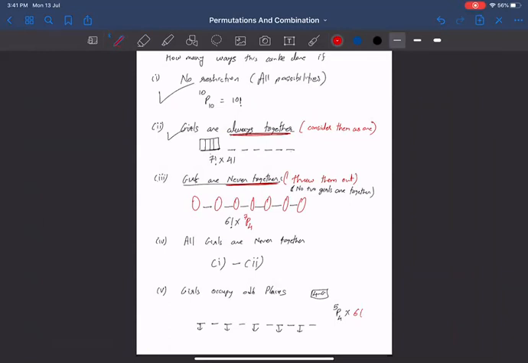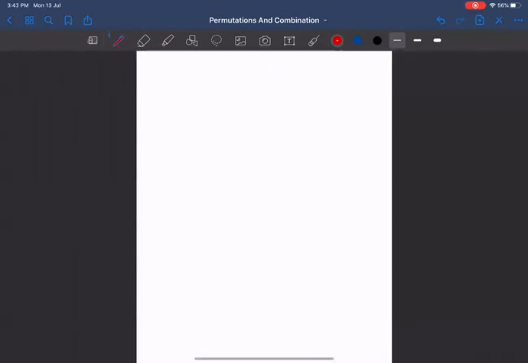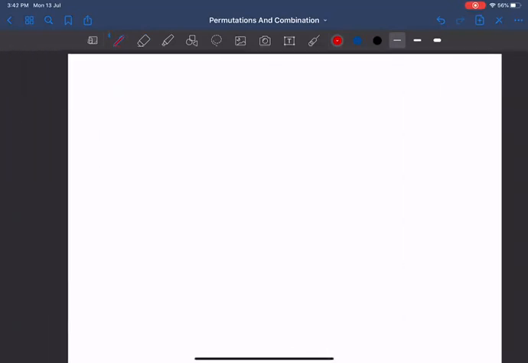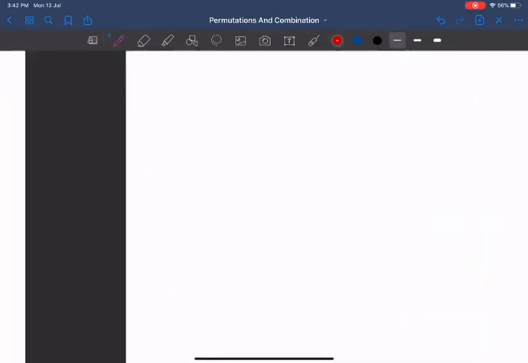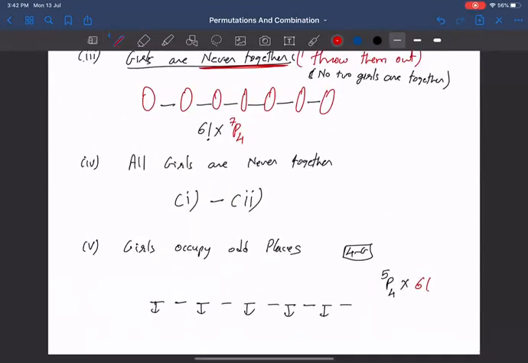Now listen to me. Same question, same theory. हम लोग एक sum कर लेंगे. So can you repeat the last one? Yeah. Girls occupy odd places. मतलब you find out how many odd places are there. Sir, 5 odd places. How many girls are there? Sir, 4 girls. That can be done in 5p4 ways. एकदम clear है? 5 place 4 लड़की बिठाने का है 5p4 ways.